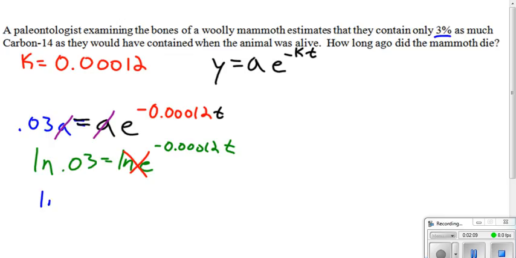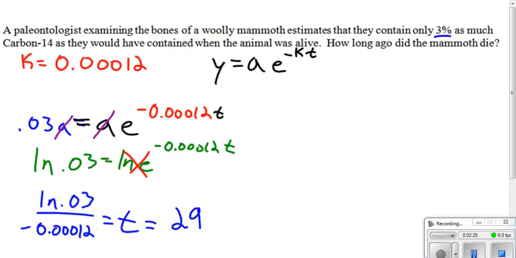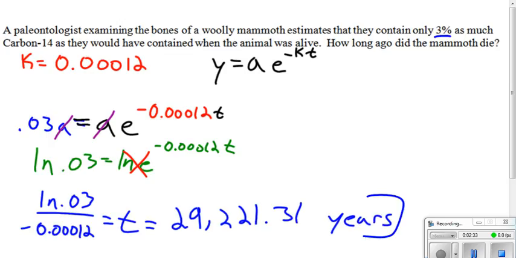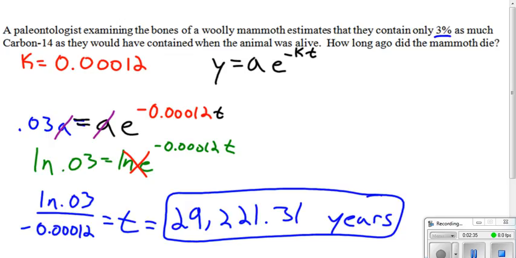So we would say ln 0.03 divided by negative 0.00012 equals t. Plugging that into our calculator then, this will give us that t equals 29,221.31 years. So that woolly mammoth died a long time ago. Cool beans.